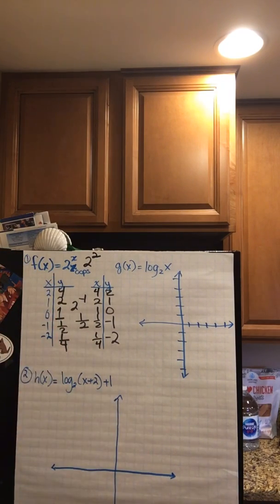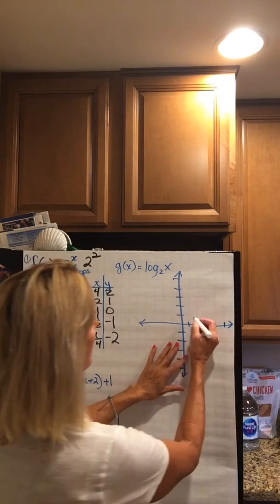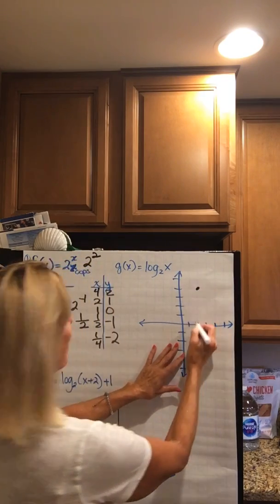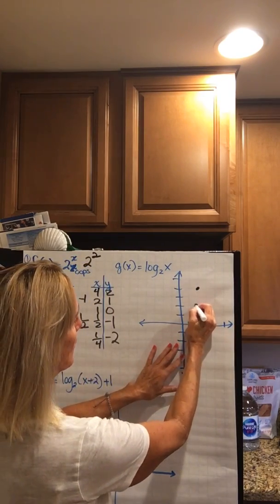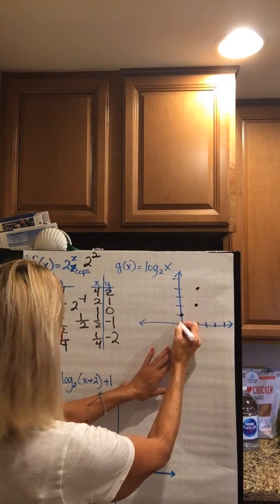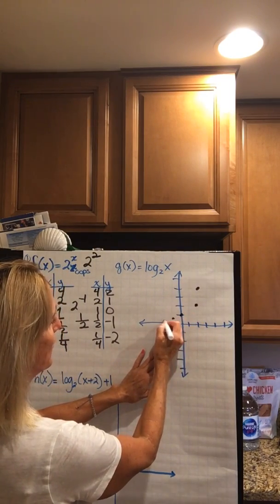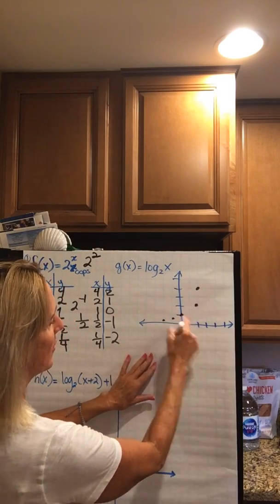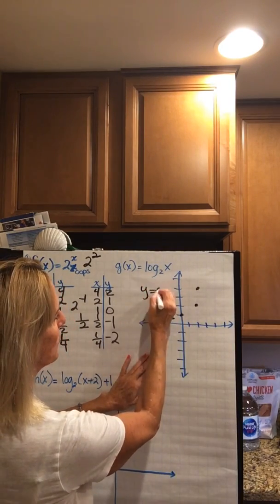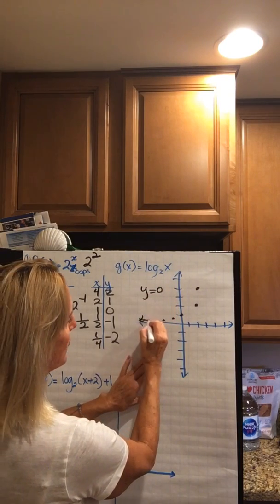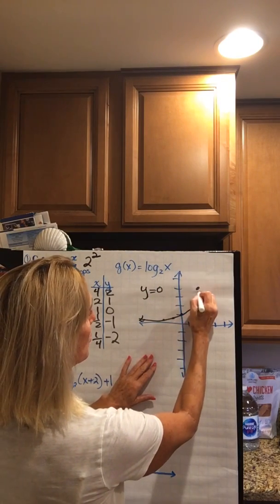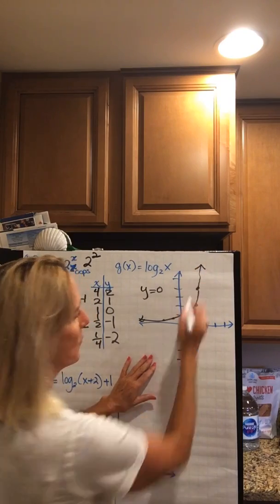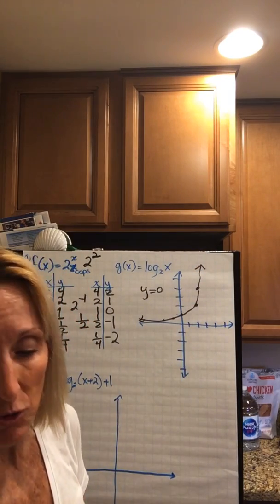Let's go back to our exponential. Remember, the base is greater than 1, so it's a growth. So when I graph these points, I've got 2, 4, 1, 2, and then 0, 1, negative 1, 1/2. Then here, remember, this is my horizontal asymptote of y equals 0. So when I graph these points, this shows you my growth. Okay, that's an exponential growth.